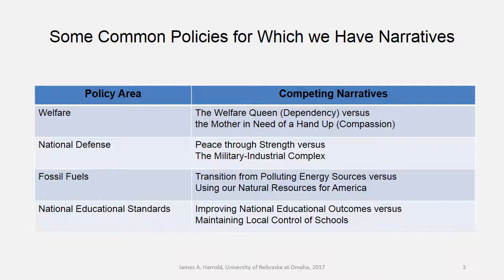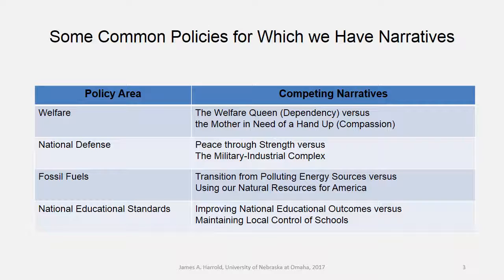So, what are some common policy areas for which we have narratives, and often competing narratives? Let's think through a few of these. I list four, but you can think of tens or twenties or maybe hundreds more if you really sat down and thought about it.